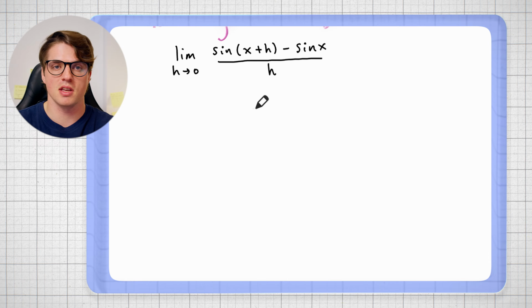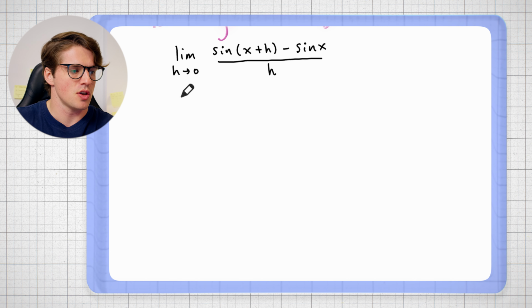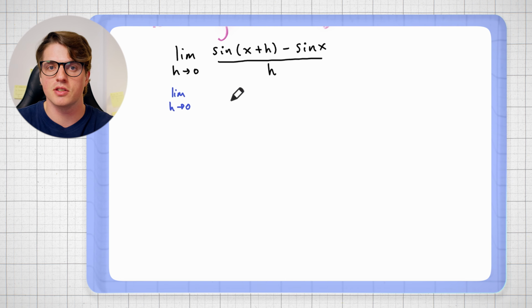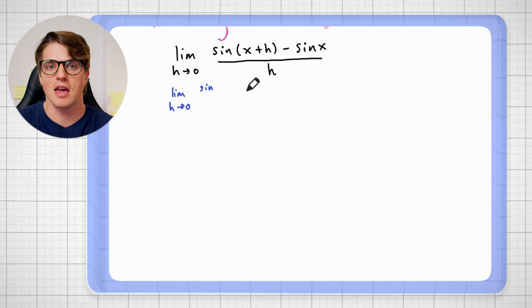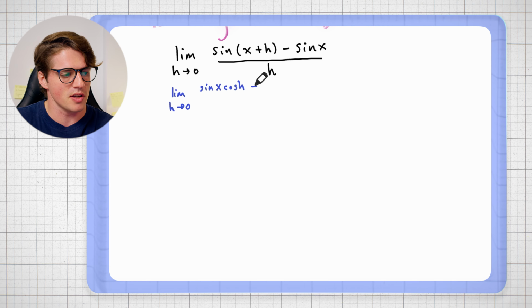I've already written the limit as h goes to 0 of sine of x plus h minus sine of x over h. So let's continue there. And first, we're going to need to use a trig identity that you learned in pre-calculus. So that is the angle sum identity. This becomes sine of x cosine of h plus sine of h cosine of x minus sine of x all over h.